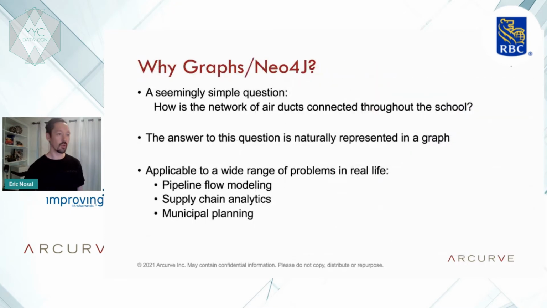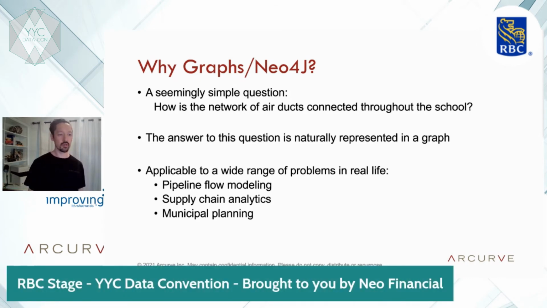So I'm going to continue on with this bit of a philosophical discussion, I guess you can call it: why would we use graphs in Neo4j? I've already alluded to it, but in terms of this specific problem, we're asking a seemingly simple question: how is the network of air ducts connected throughout the school? Now, that sounds like an easy question, but when you go down to try to write a program to solve it or implement some sort of solution, it turns out our data's in Revit. We don't know how to do it. How do we connect things together? How do we pull everything out?